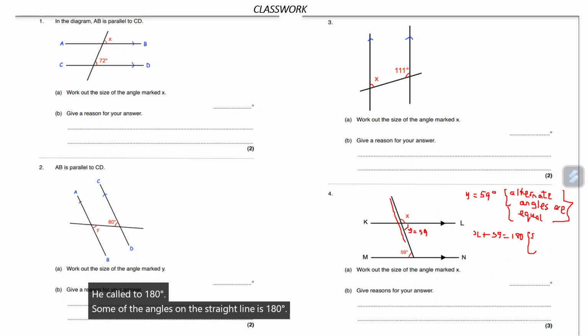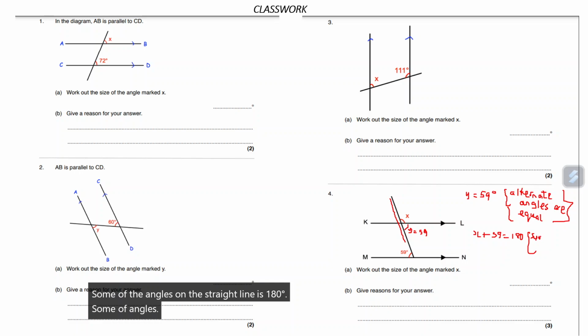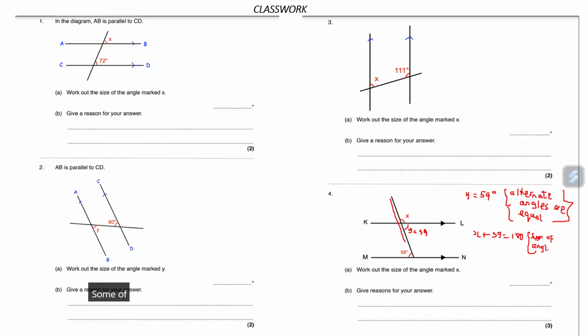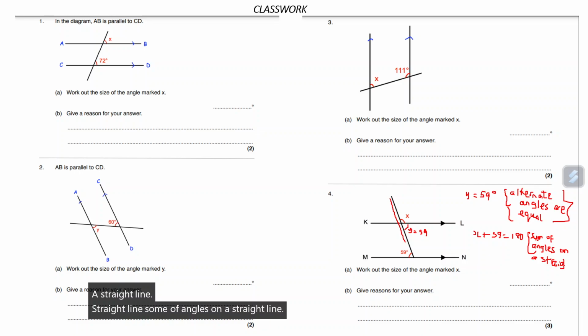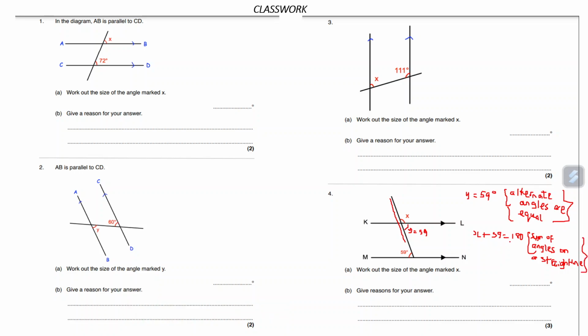Sum of angles on a straight line. Remember this is m, sum of angles on a straight line. Sum of angles on a straight line.